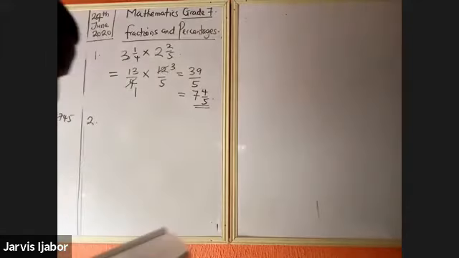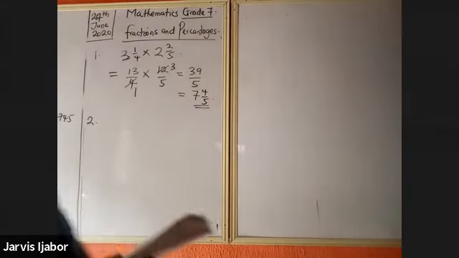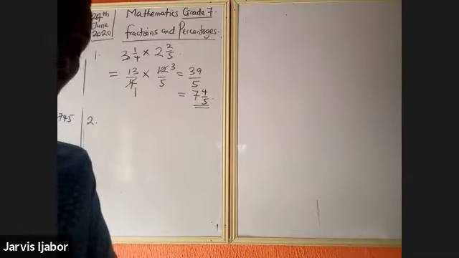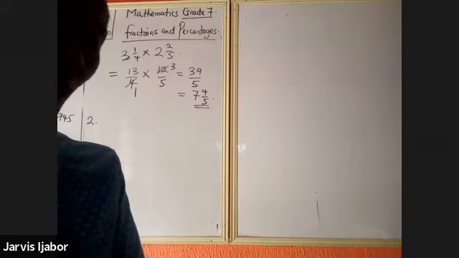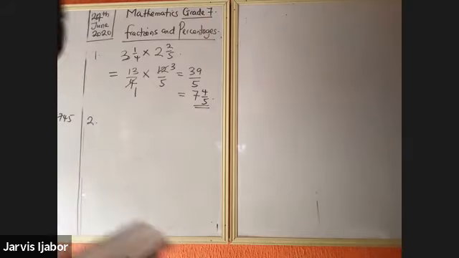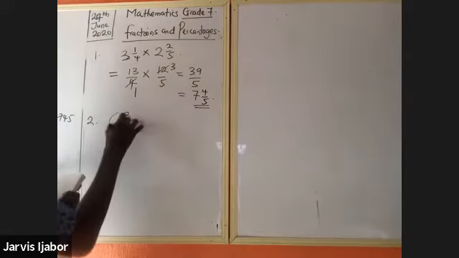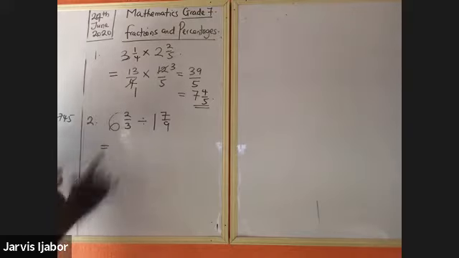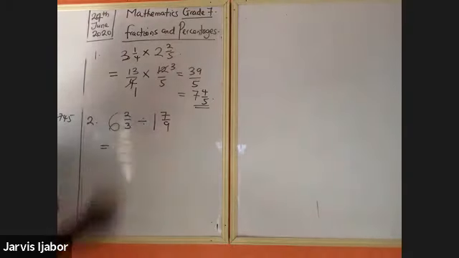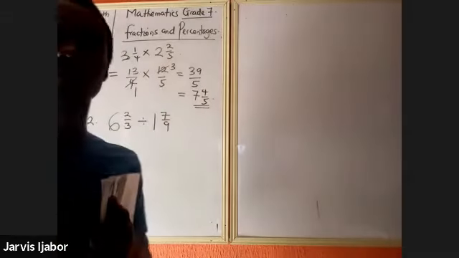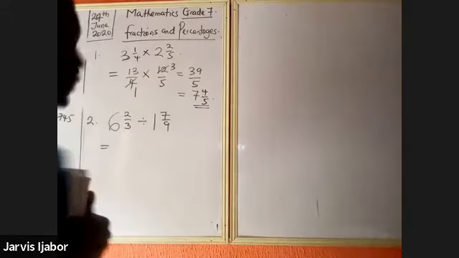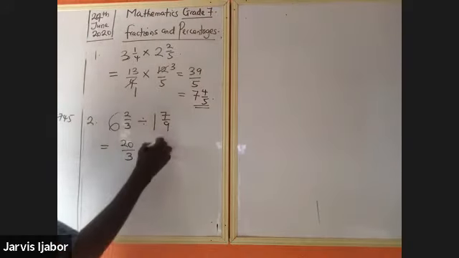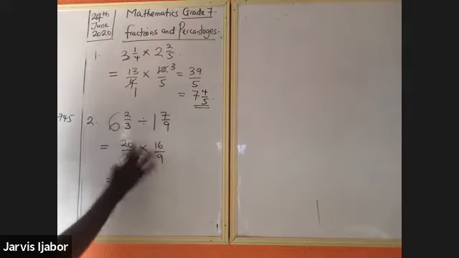For question 2, find the value of 6 2/3 divided by 1 7/9. So it is 6 2/3 divided by what? 1 7/9. Your first objective is to turn these into improper fractions. That's the basis for your multiplication or division. So this will give you 20/3 divided by 16/9.